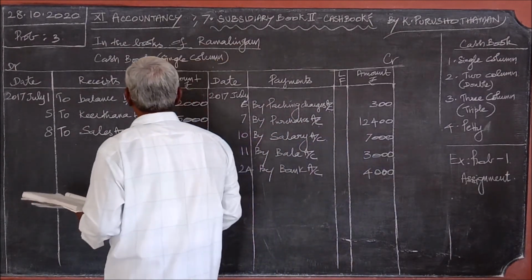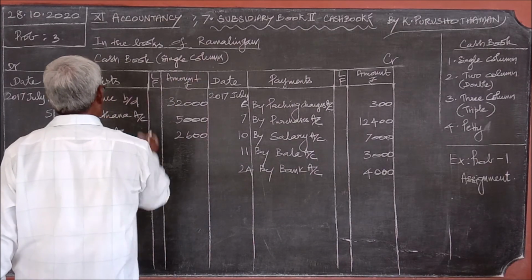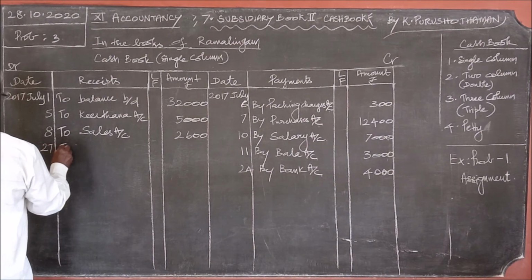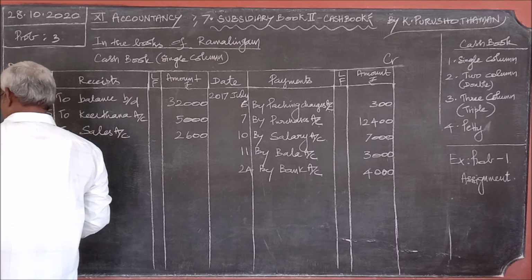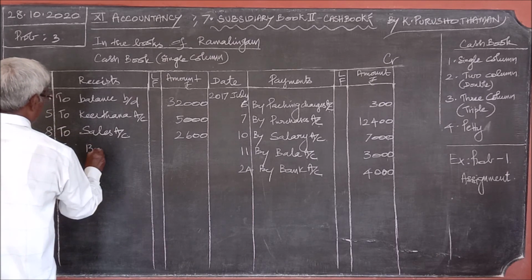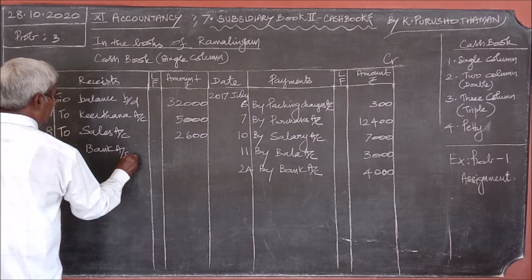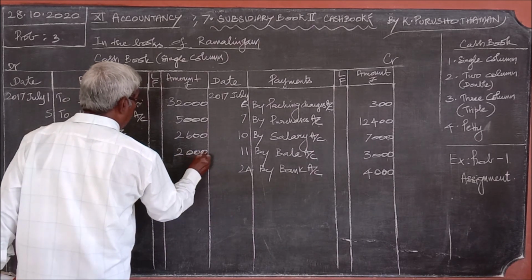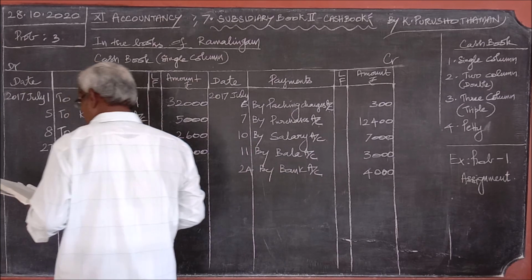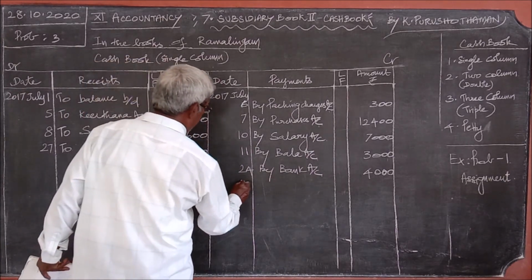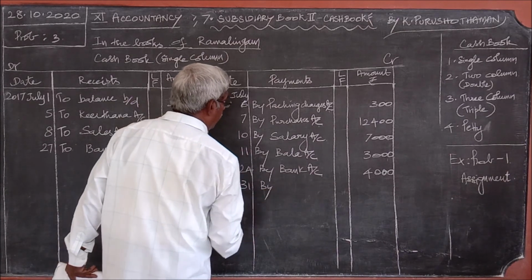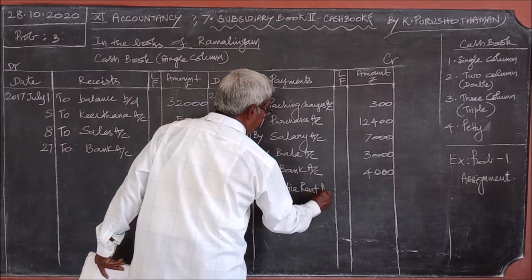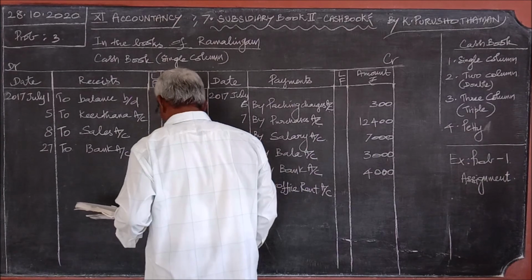Withdraw cash from bank. When the amount is drawn from the bank, the cash comes in. Therefore, on 27th, to bank account, cash comes in, therefore, to bank account, the amount is 2000. Then 31st, paid office rent in cash, by office rent account, paid, therefore it is payments in cash, 6000.